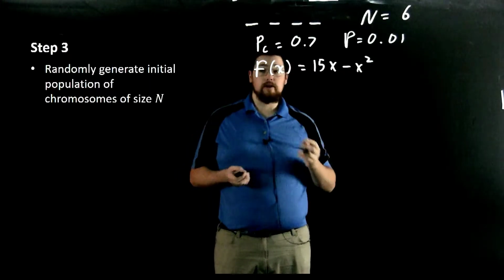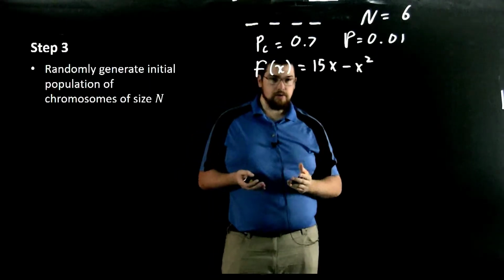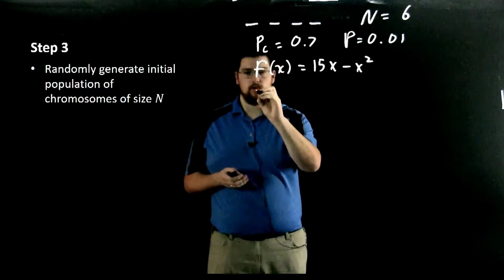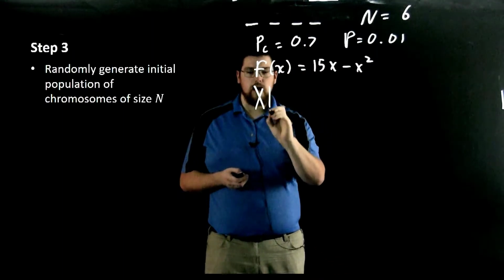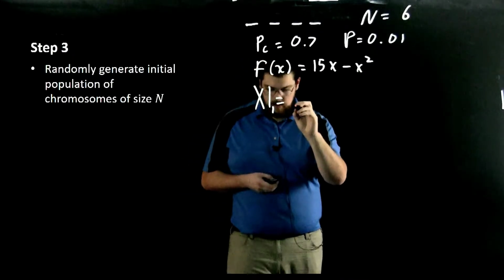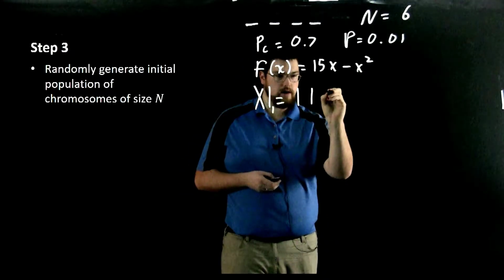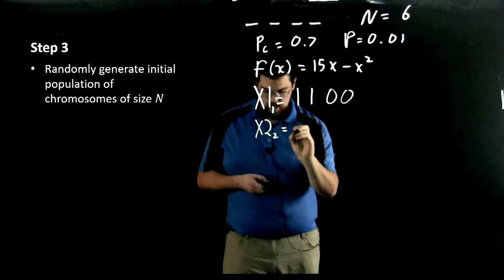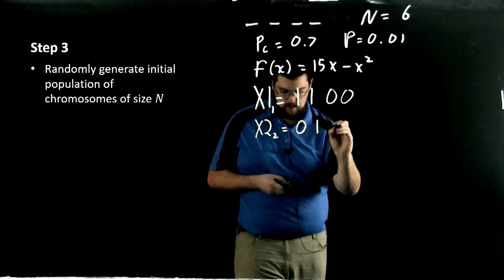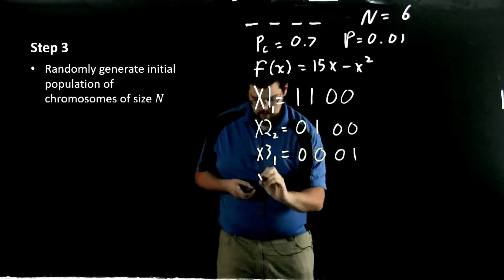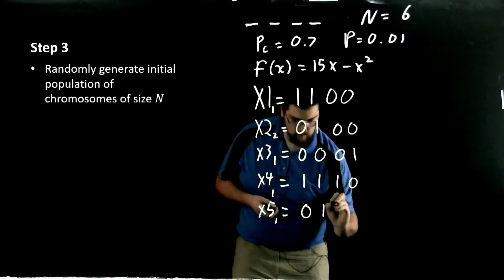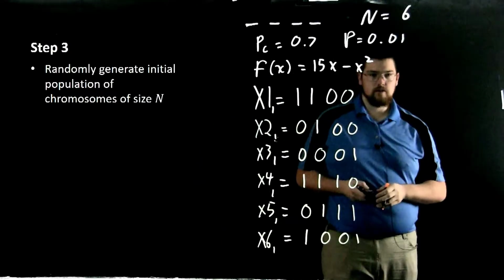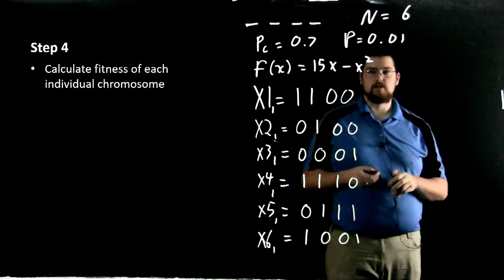Now we need to randomly generate our initial population. In practice, we would use a random number generator to do all this. We are going to pretend that I've done that beforehand, and these are the chromosomes we got. So x1 sub 1 equals 1, 1, 0, 0. And we continue this down as such.